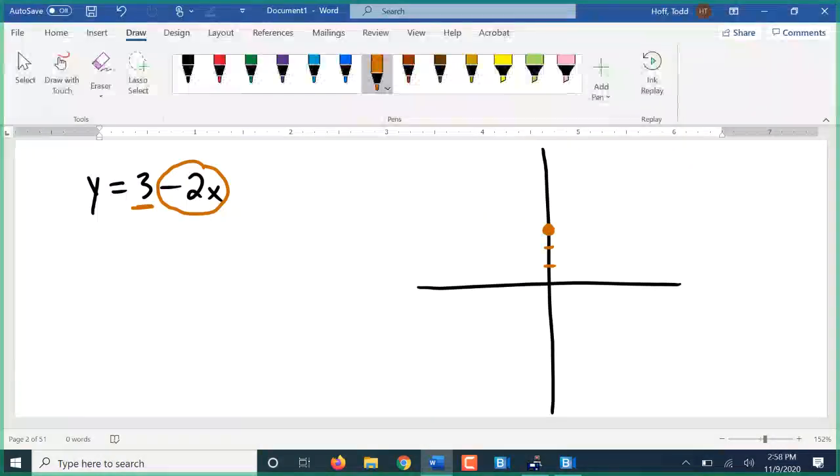Now the negative 2x slope always has to be a fraction. So that becomes a negative 2 over 1. So from that starting point, we go down 1, 2. That's the negative 2. We run 1. The run always goes left to right. And there's our 2 points. So we're going to draw our line through them. There we are.